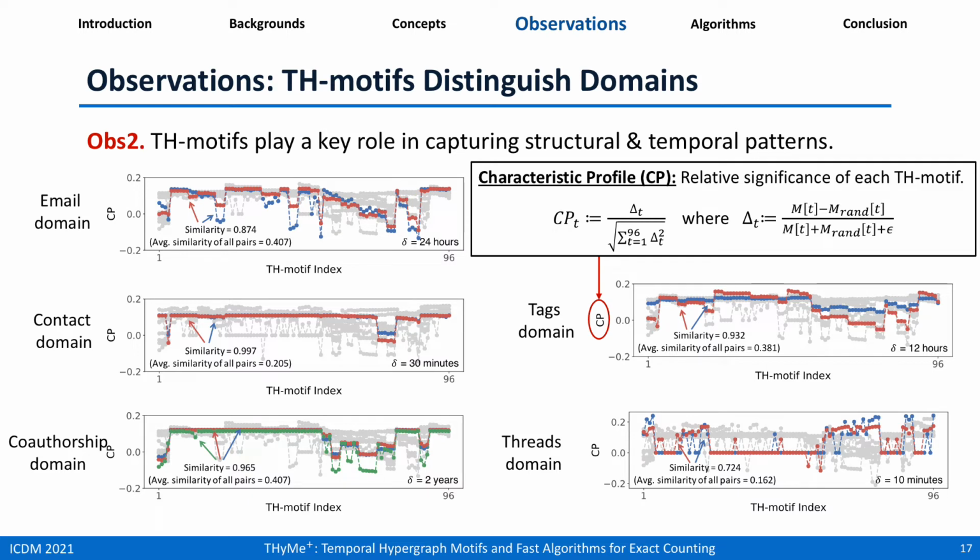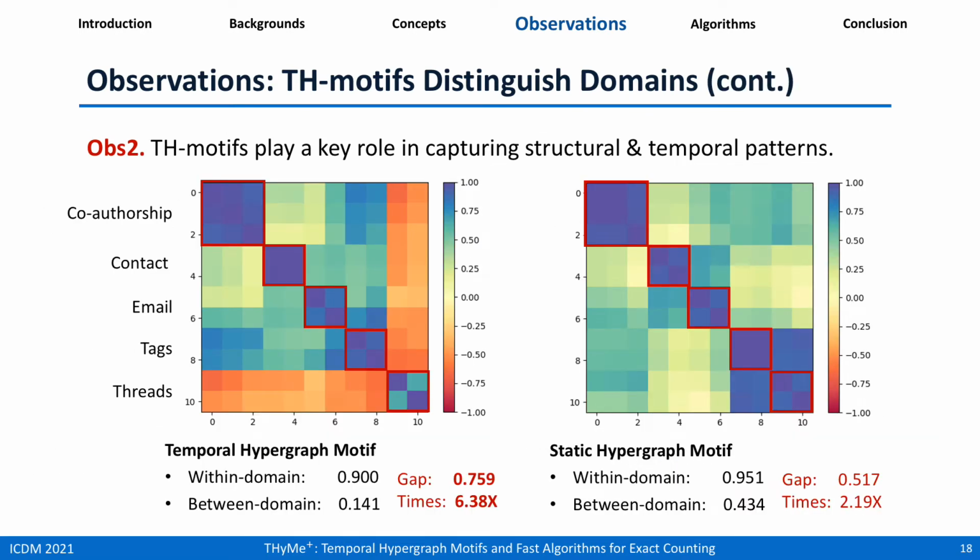Second, TH-motifs distinguish domains. We computed characteristic profile, or CP, which is the relative significance of each TH-motif of each dataset. Interestingly, the distributions of CPs of datasets from the same domain are very similar, while those from different domains are very different. We compared the distinguishing power with static H-motifs. As shown in the figure, TH-motifs are more powerful in distinguishing datasets based on their domains.